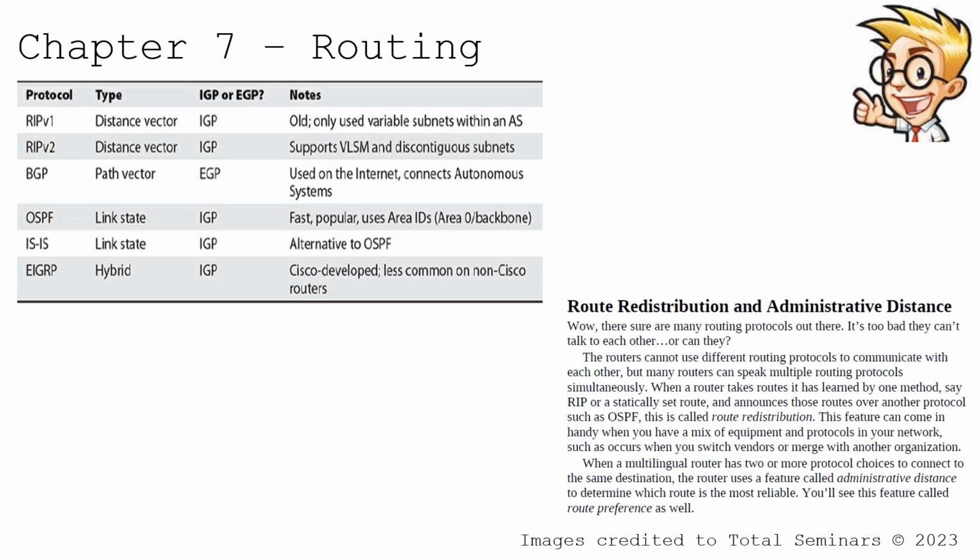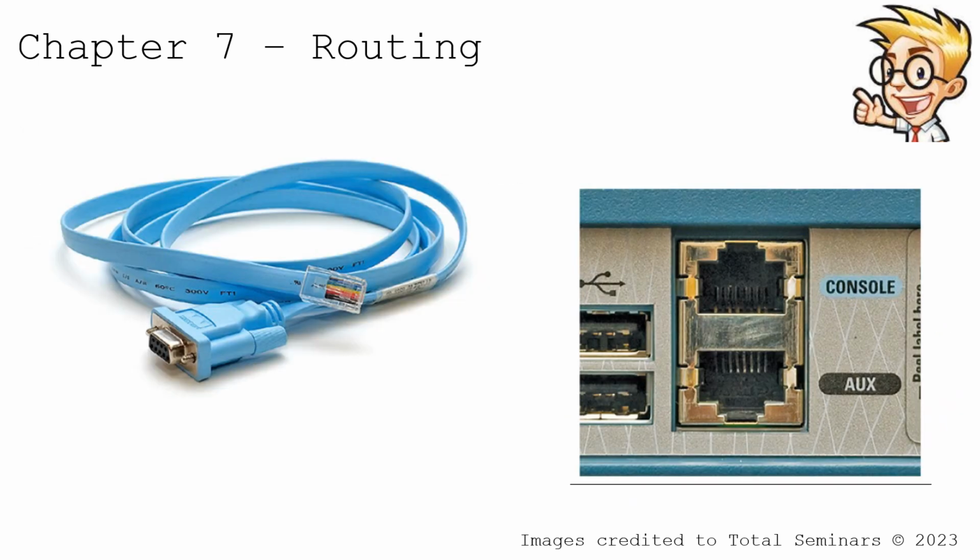Okay, we also need to talk about route redistribution and administrative distance. That's used to determine which route is the most reliable. You'll also see this called route preference. So it's always improving and expanding, right?